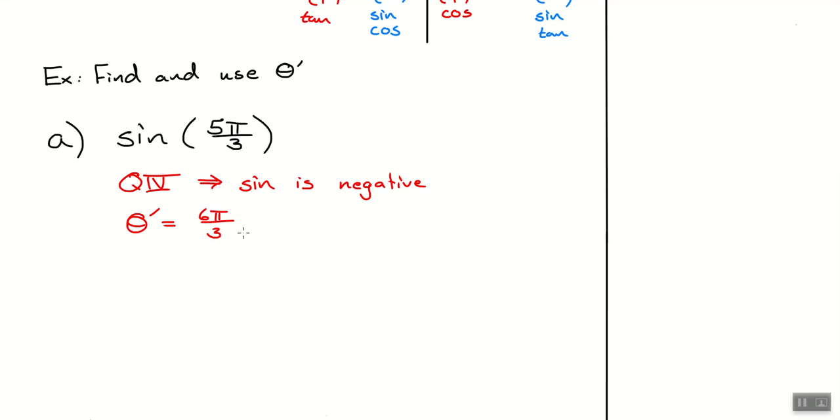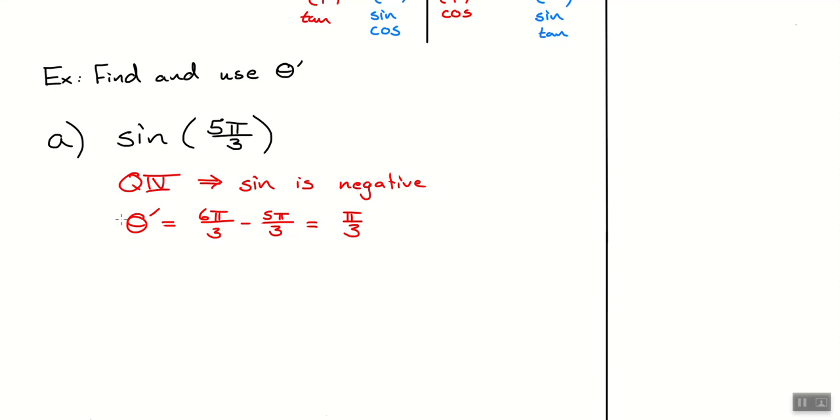Why am I allowed to do this? What is this number? It's 2 pi, right? I'm just changing it to a fraction. Minus 5 pi thirds. What do we get for theta prime? Pi thirds. Okay. I now know that theta prime is pi thirds, and I know that we're in quadrant 4, so whatever I get is going to wind up being negative.